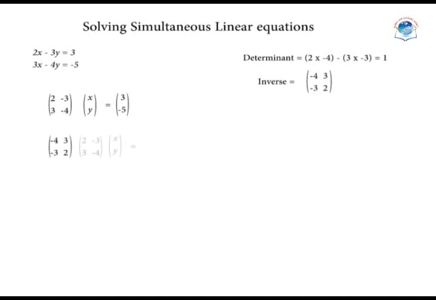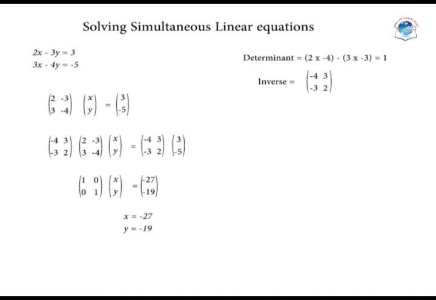Times 2, minus 3, 3, minus 4 times x, y should be equal to minus 4, 3, minus 3, 2 times 3, minus 5. The left hand side will remain with identity matrix 1, 0, 0, 1 times x, y should be equal to, we multiply the other side and we shall end up with minus 27, minus 19, and therefore x is equal to minus 27 and y is equal to minus 19.